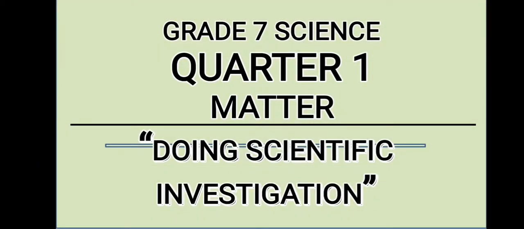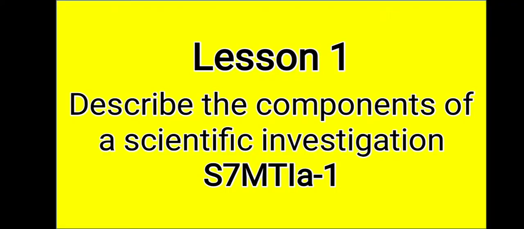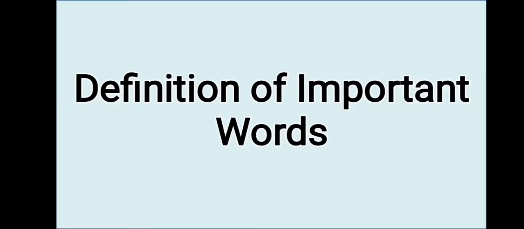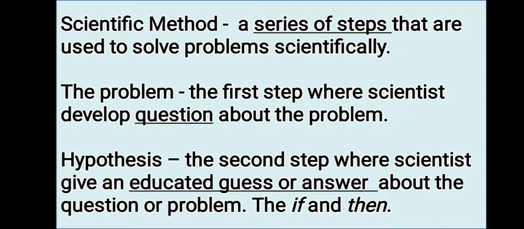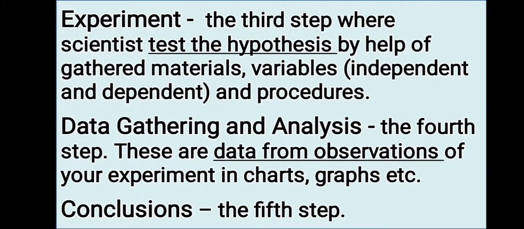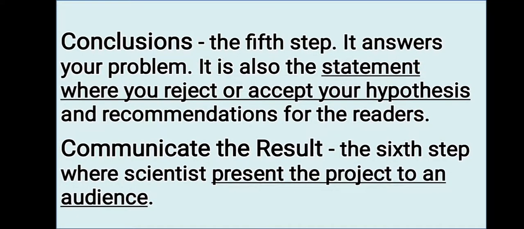Welcome back. Today is our first lesson of grade 7 science about matter, and the topic is doing scientific investigation. In this lesson, you are going to describe the components of a scientific investigation. But before that, let's read first the important words and the meanings. We have here the scientific method, then the problem, hypothesis, experiment, data gathering and analysis, conclusions, and communicate the result.